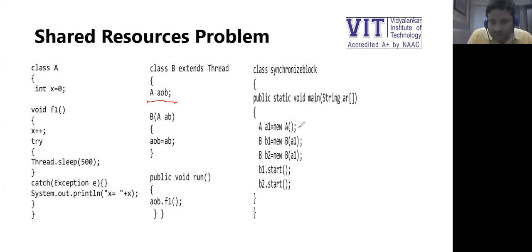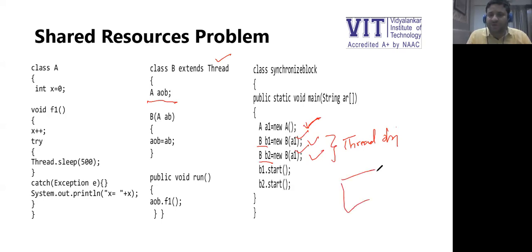So what we did is we created object of class A. Now we created 2 objects of class B. Now class B is a class that extends thread class. So basically B1 and B2 are nothing but thread objects. And to both the thread objects, I shared a common object A1. So if common object A1 is shared, there will be only one copy of X available to both the threads through the common object A1. Now let's see what happens.